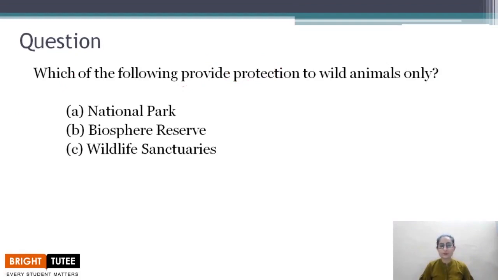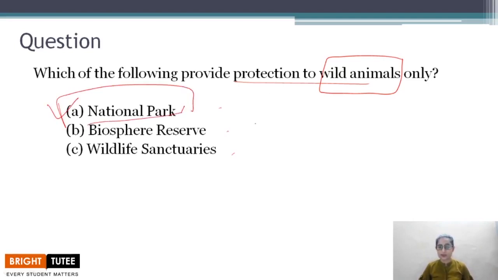Which of the following provide protection to wild animals only? National Park, Biosphere Reserve, Wildlife Sanctuaries. Students, it is the National Park which provides protection to wild animals only, because in Biosphere Reserves, we basically protect all kinds of animals. Wildlife Sanctuaries are specially for endangered species of animals. But national parks provide protection to wild animals.